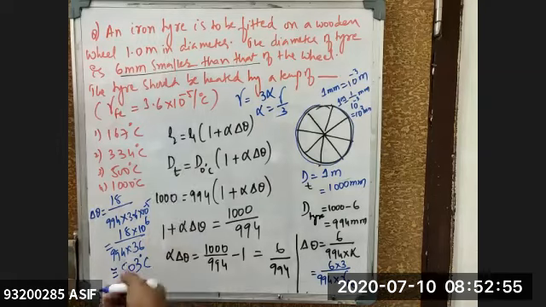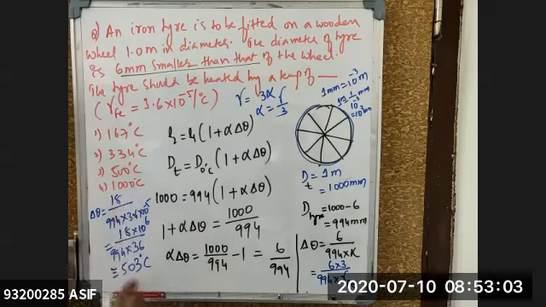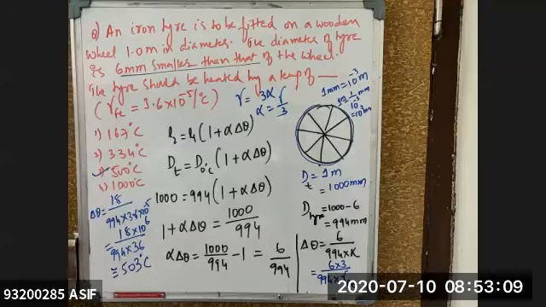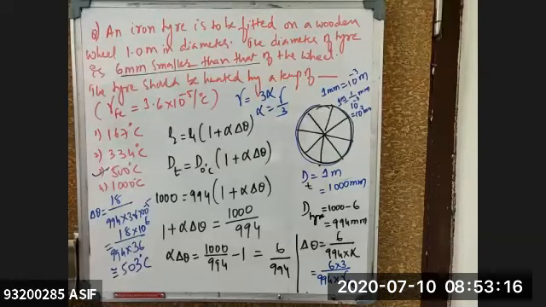Now see which is matching in the options. 500 is near to this answer, so I can take this answer. Third option will be the answer. Clear? Yes, sir. Chalo. So I hope you got an idea how to do such type of problems. Next question, Anand.